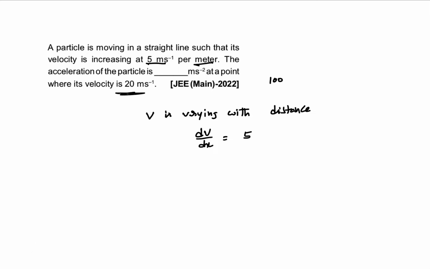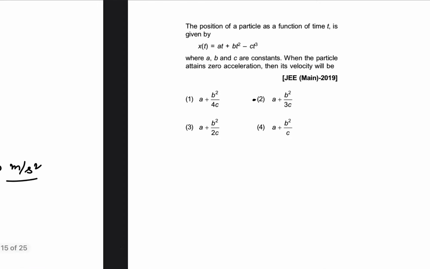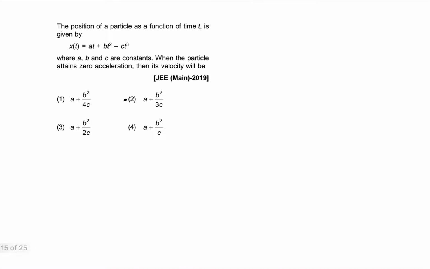The acceleration of the particle at v is equal to 20 meter per second. Here v is a function of x is given. To calculate acceleration, we have v dv divided by dx, which I gave earlier, we can apply that. So 20 into 5, that value is 100 meter per second square we can write. So our answer is how much here? 100.